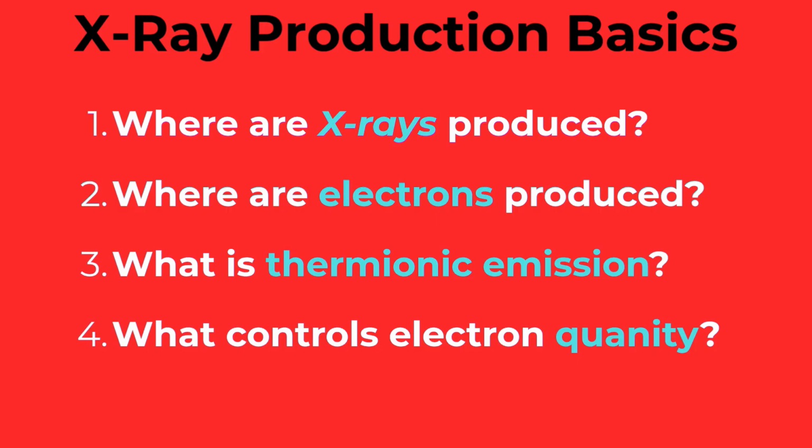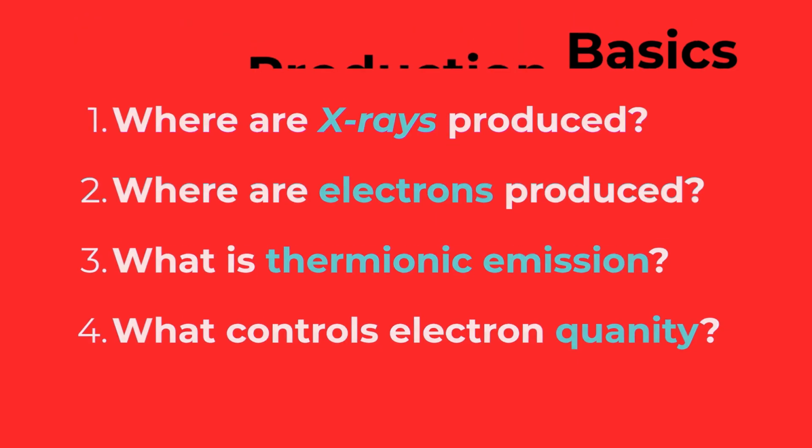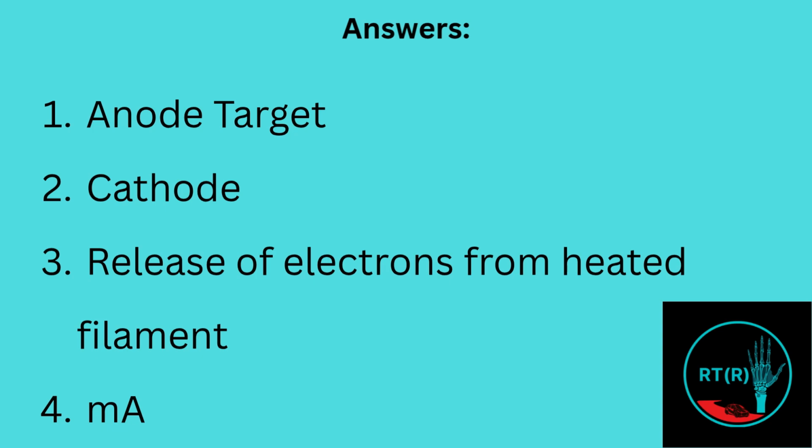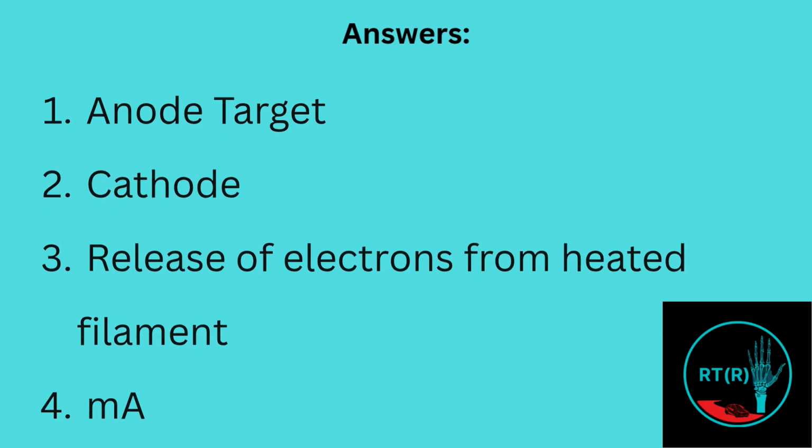First set of questions. Where are X-rays produced? Where are electrons produced? What is thermionic emission? What controls electron quantity? And let's check your answers. Where are X-rays produced? The anode target. Where are electrons produced? The cathode. What is thermionic emission? Release of electrons from a heated filament. What controls electron quantity? The mA.